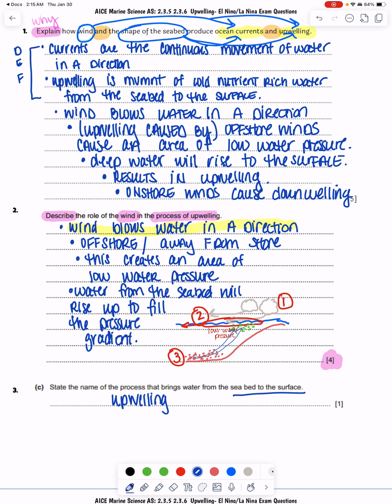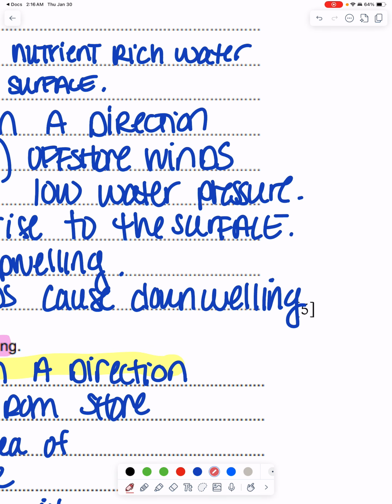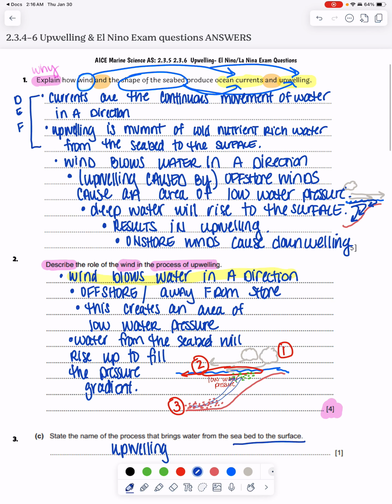Onshore winds cause downwelling, and it's really just going to be something like this. Winds are pushing towards the shore. There's not much place for water to go, so water at the surface is going to get pushed down. Okay, so that was the effect of the wind.